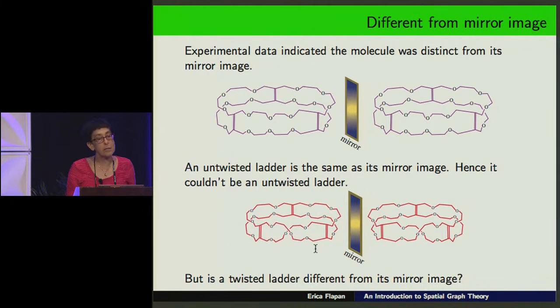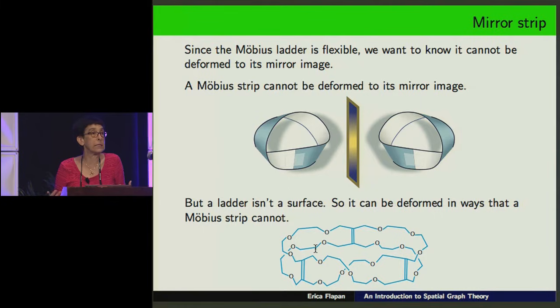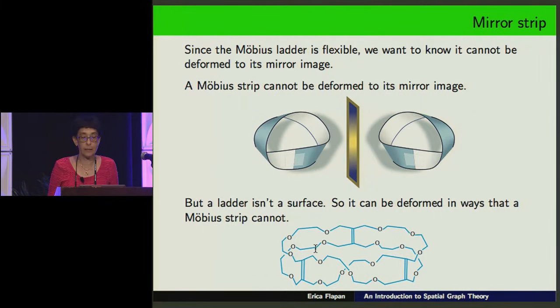So the question is, are those 2 molecules different? Or could one become the other? This is more complicated because the molecule is flexible. So you can't just say, well, could I rigidly move one to the other? You have to consider all possible ways to deform one to the other.